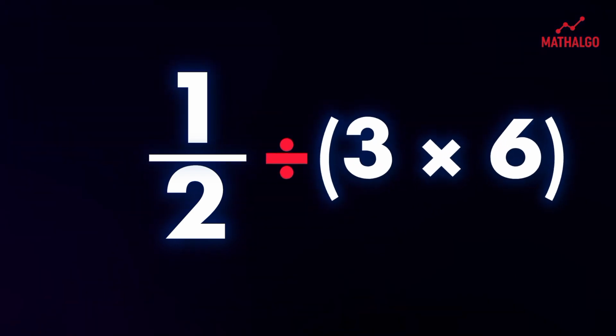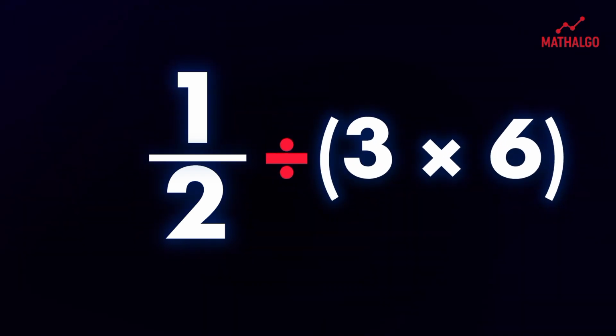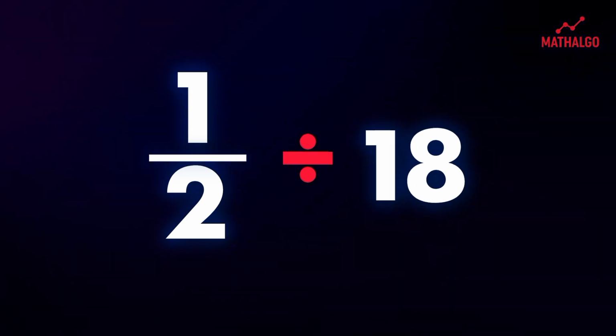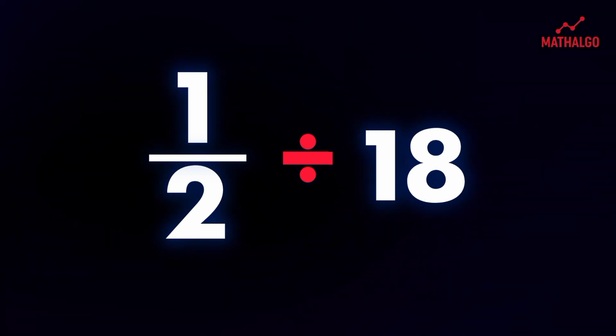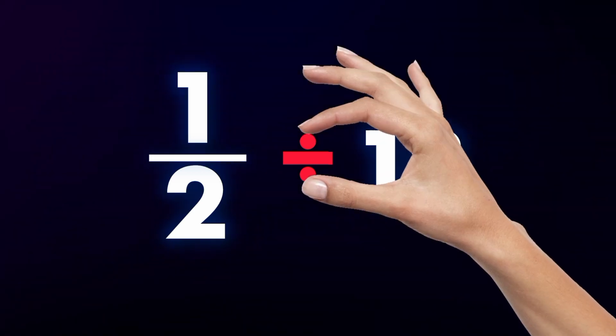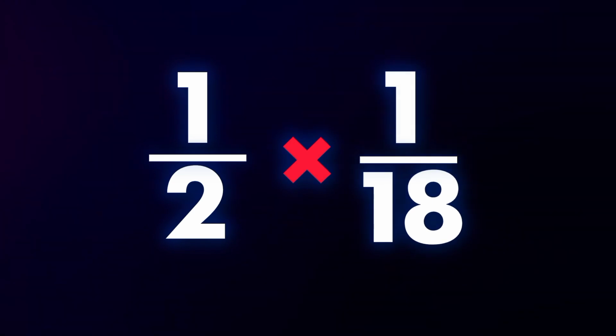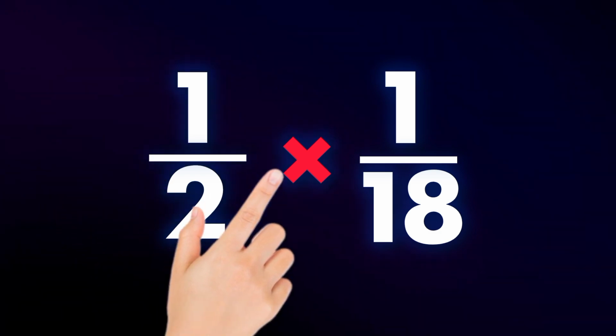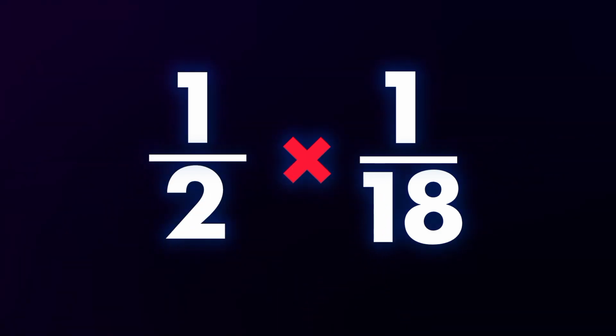Now bring the rest over. 3 times 6 equals 18. The expression is now 1/2 divided by 18. Dividing by a number means multiplying by its reciprocal. So this becomes 1/2 times 1/18.